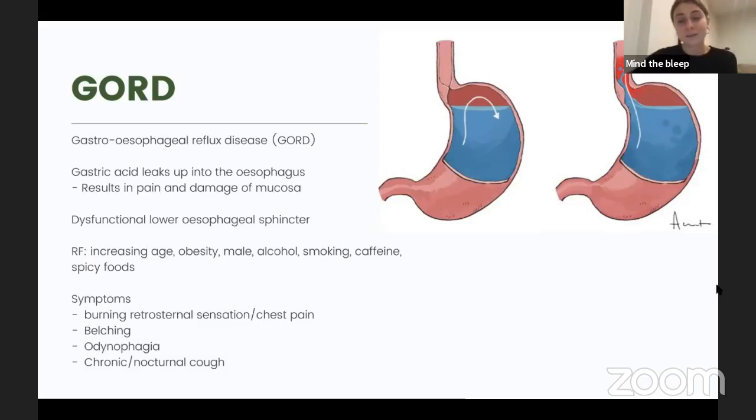Some of the symptoms, or the classical symptom, is going to be the burning retrosternal sensation, sometimes described as chest pain. This is why we call it heartburn, because it's chest pain around the heart region, which also feels like burning. Patients might complain of increased belching, odynophagia, so pain on swallowing, and chronic nocturnal cough, because the symptoms are worse when the patient is lying down. At night, the acid will travel up the esophagus and irritate the throat, and the patient might cough at night, but this also might happen during the day.